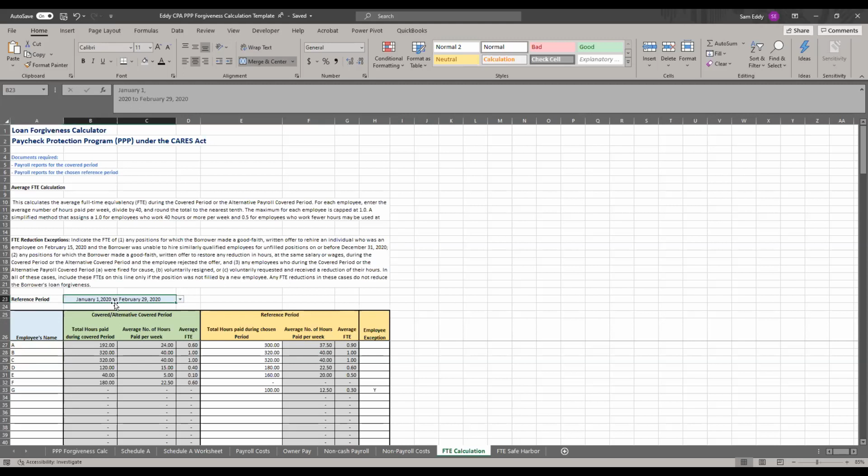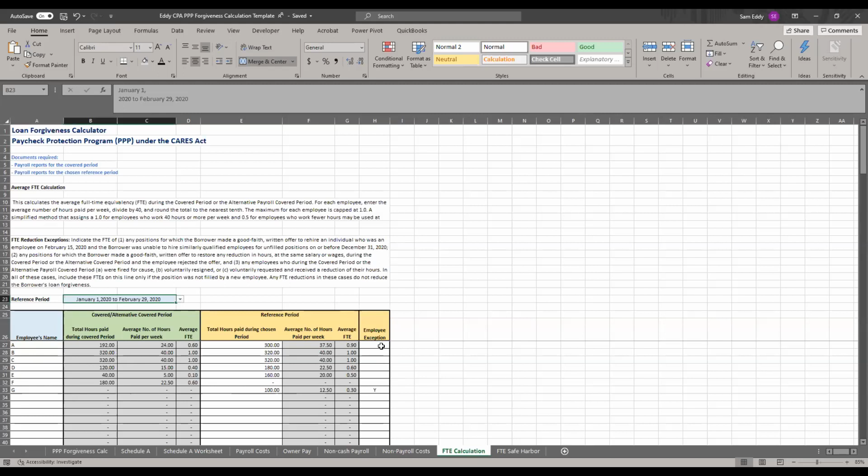So once you've selected the reference period, you'll want to put in all the employees that you had paid in the covered period, and then also add any other employees that you may not have paid in the covered period, but they are included in the reference period.